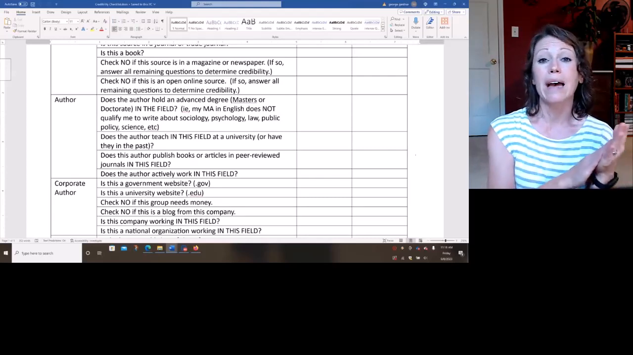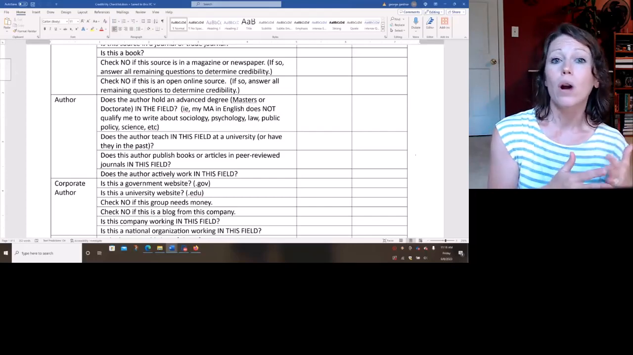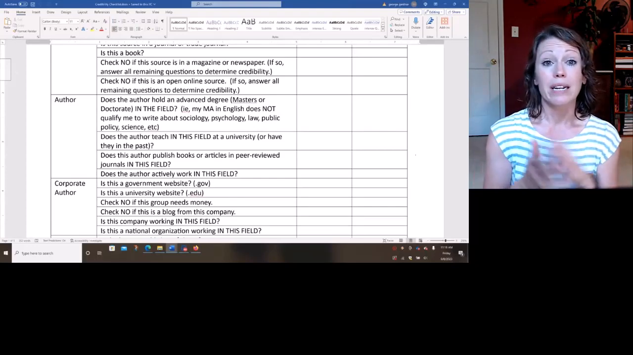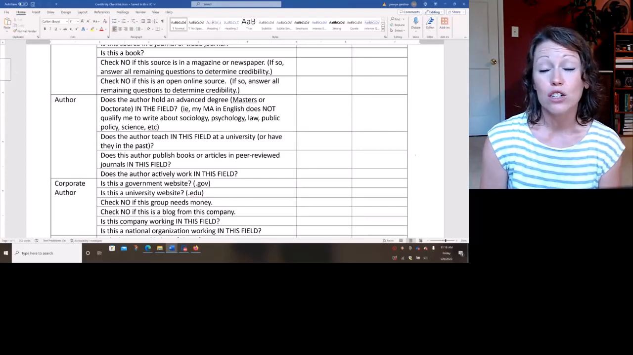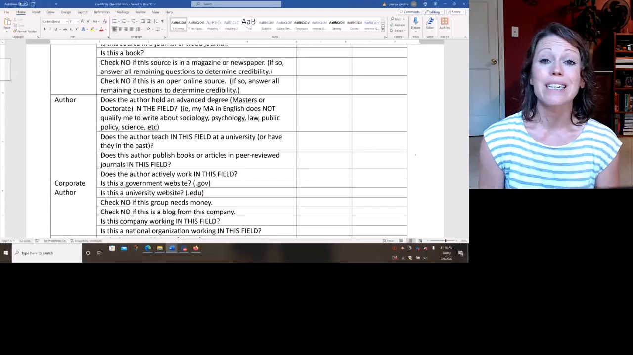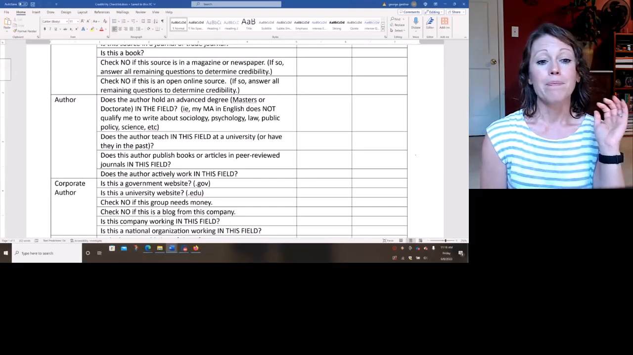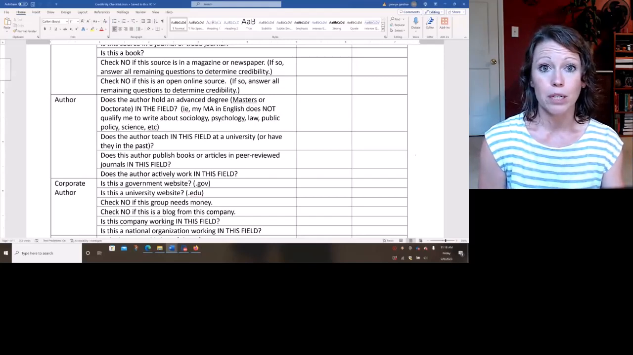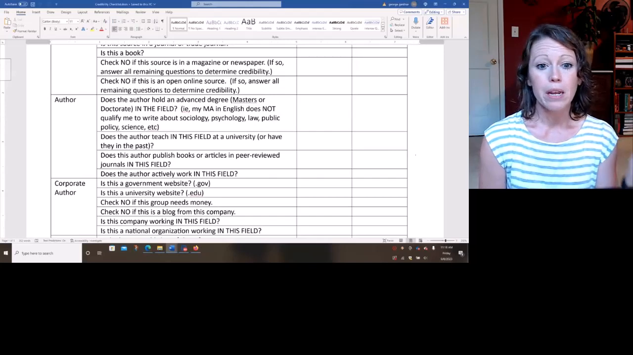You may want to look at where they work. What is it that these people do? So my first question is, does the author hold an advanced degree? That would be a master's or doctorate in this field. It's got to be in the field. Holding a bachelor's degree does not qualify you to write on a subject. It does not make you a subject expert.